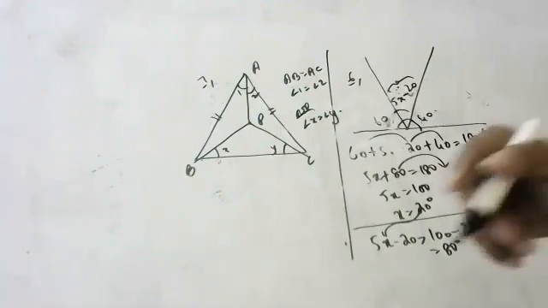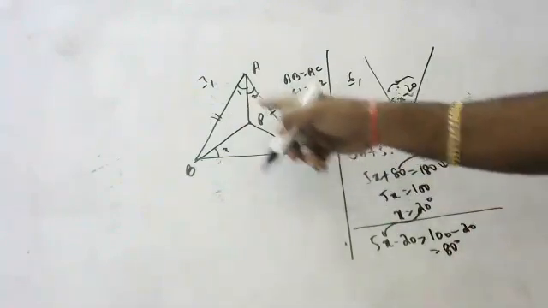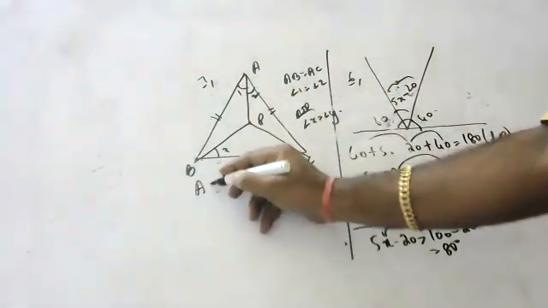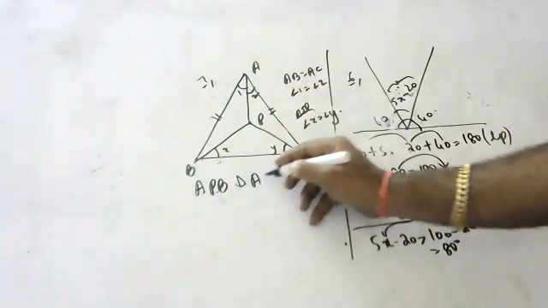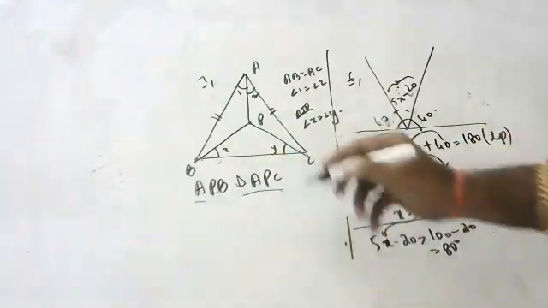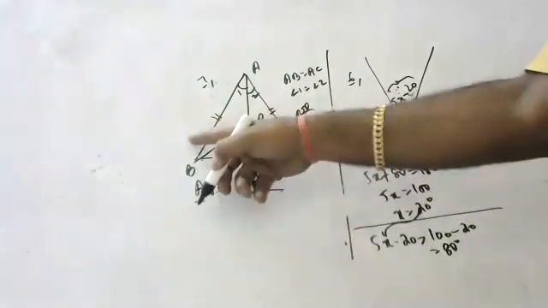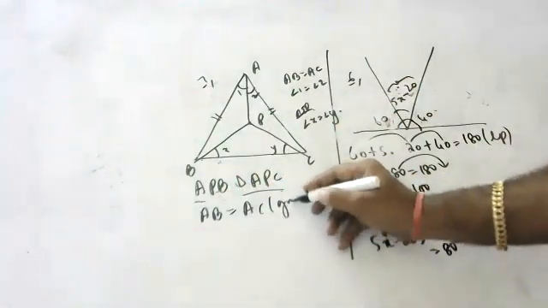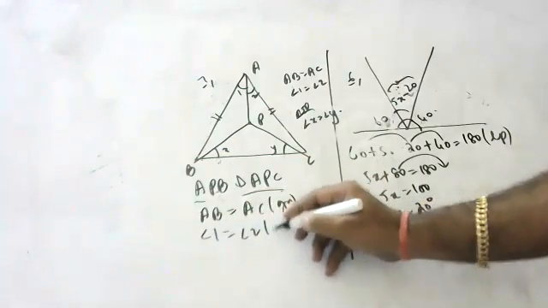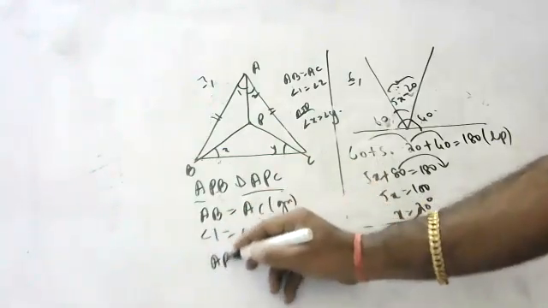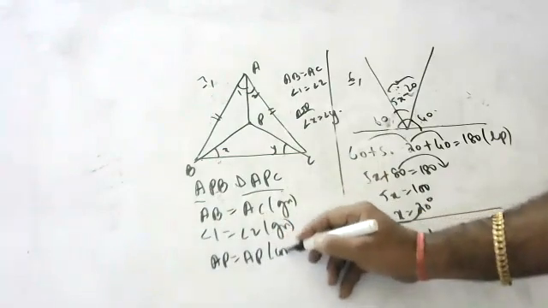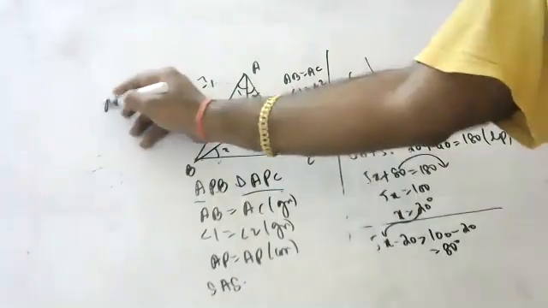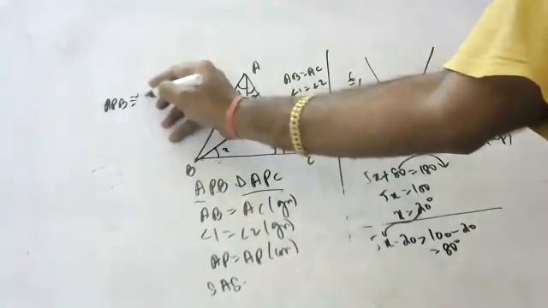Yes, ma'am. In both triangles, APB and APC, tell me the congruence condition. AB is equal to AC, given. Very good. Angle 1 is equal to angle 2, given. Very good. AP is equal to AP, common side. Very good, common side. So by SAS congruency, APB is congruent to APC.